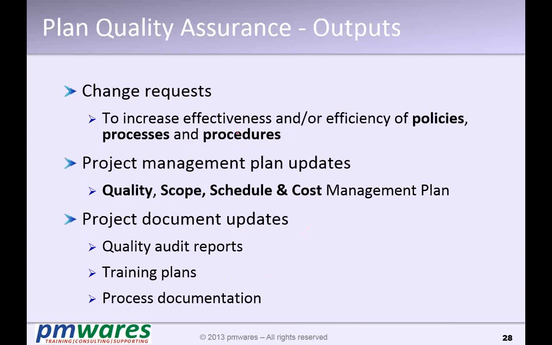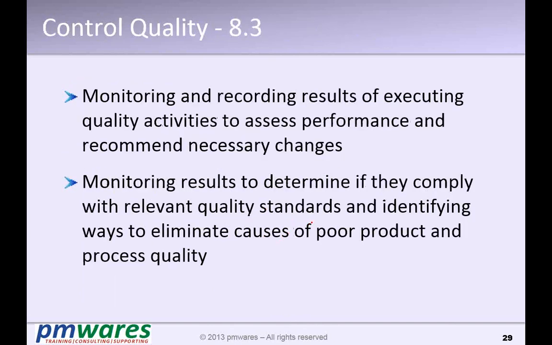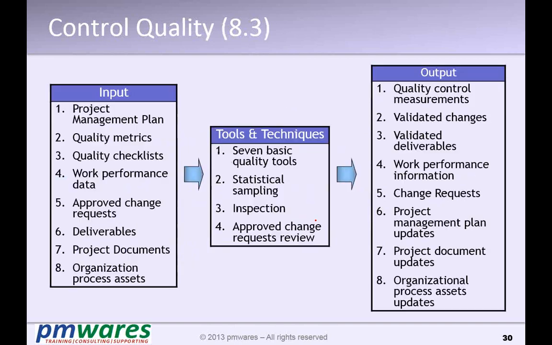So standard output is the change request, or anything can update because you identify some improvement areas. And the quality control is about once the product is completed, then we do some testing and find out if the product is as per the requirement or not.